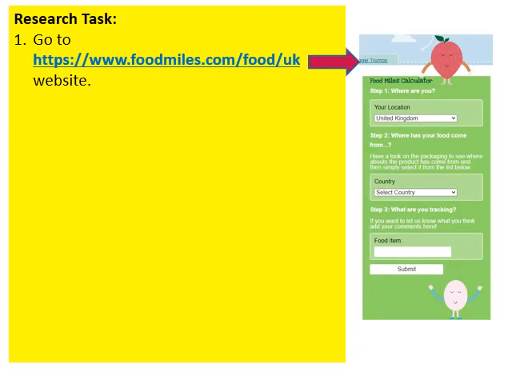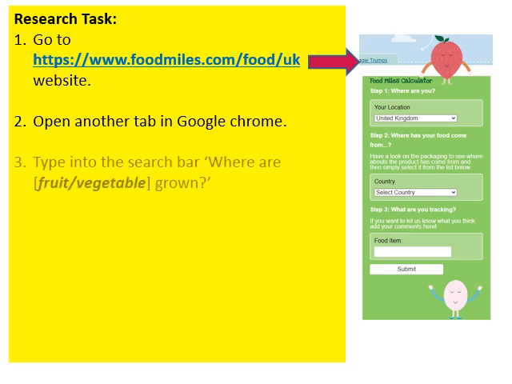Go to this website for your research task. One of your research tasks, you've got a food miles bingo sheet. If not, go see Mr. Casey. On this sheet, you're going to find out how far certain foods have travelled. So go to the foodmiles.com/food/UK website, and you'll see this lovely food miles calculator pop up. You're going to open up another tab in Google Chrome, because you're going to need this so that you can search and do your research.